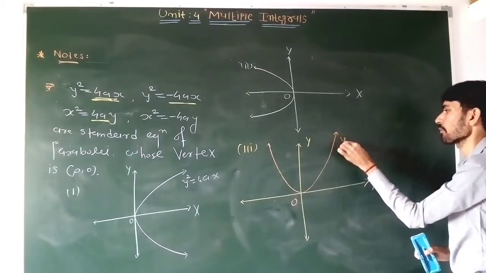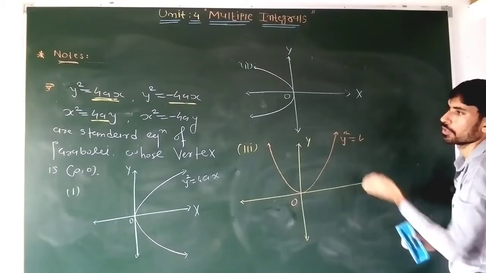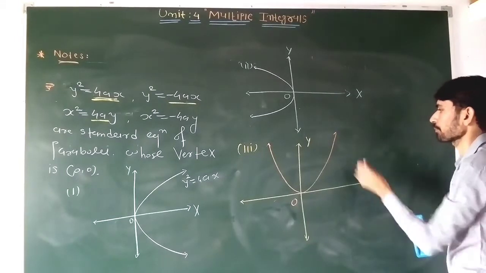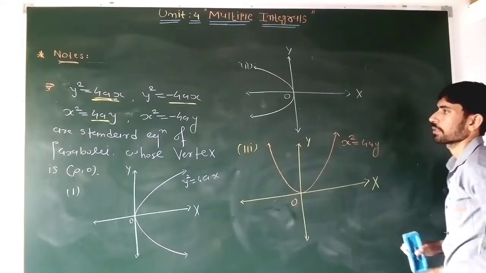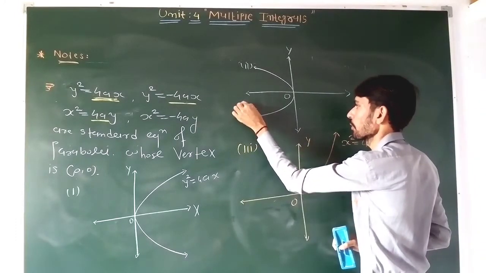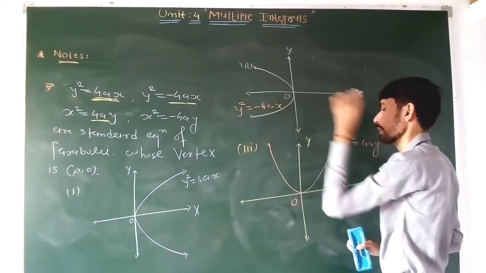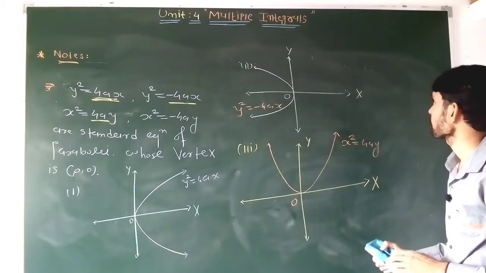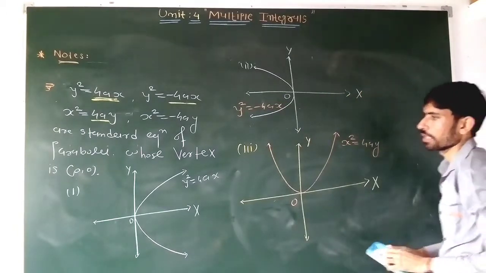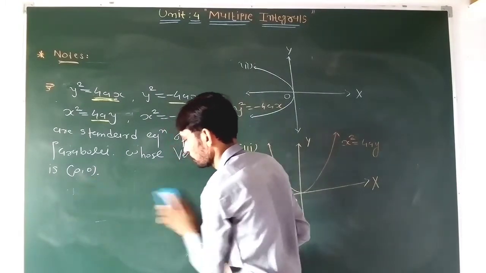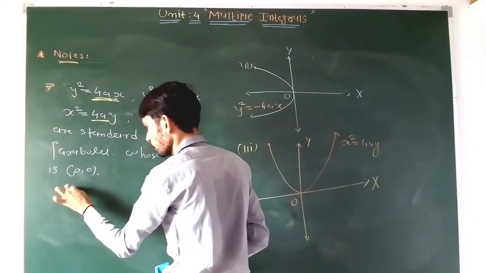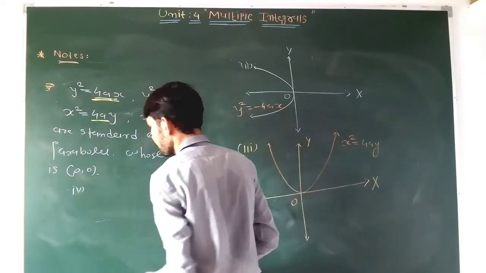So there is the equation x square is equal to 4ay. This is the equation y square is equal to minus 4x. Now remain the last case. So here we draw the last case. Fourth one.